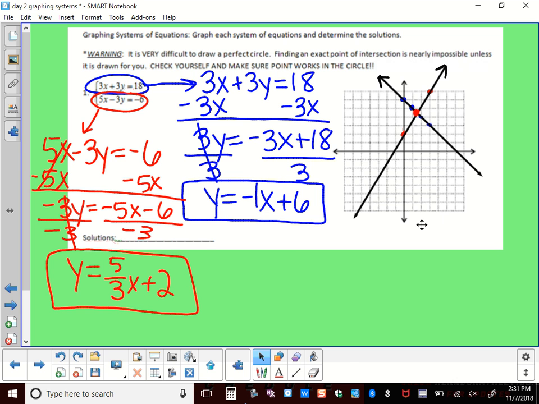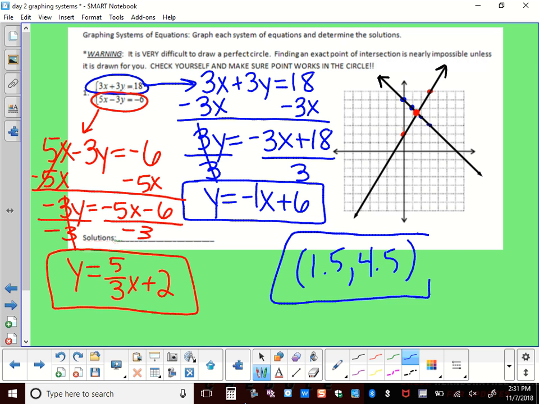You can do this with parabolas too. So my solution, I don't have space, is 1.5, 4.5. All good?